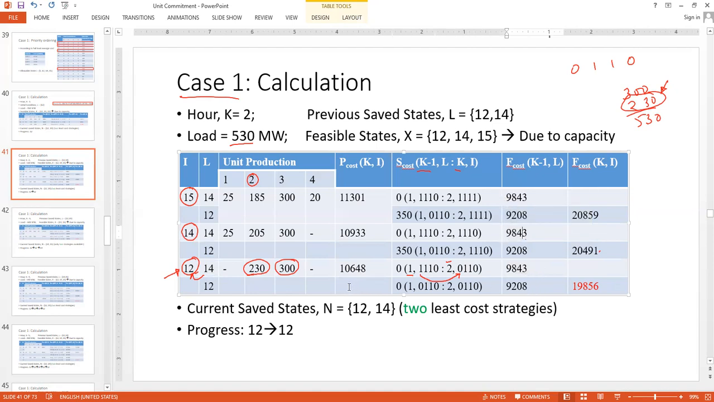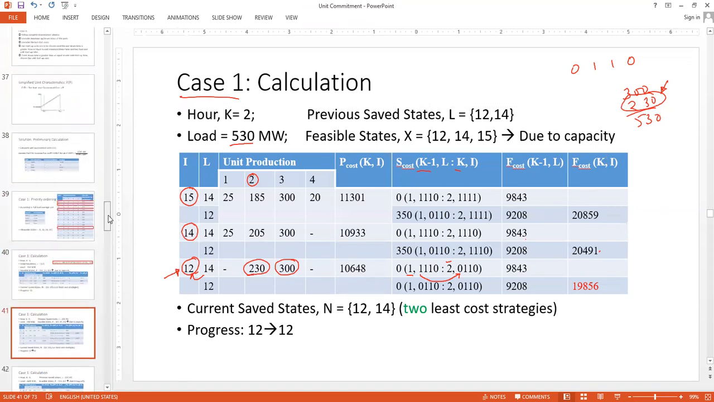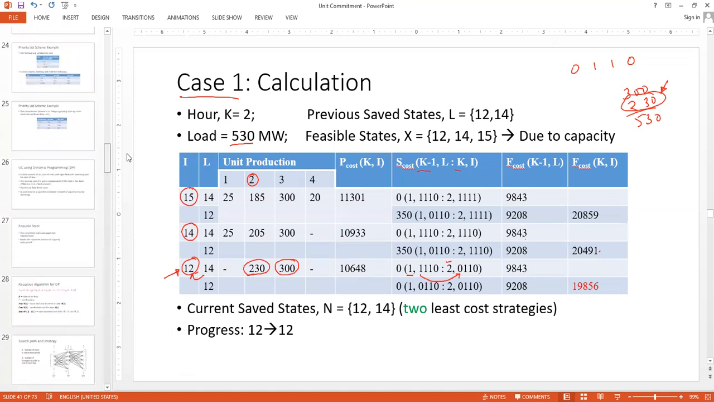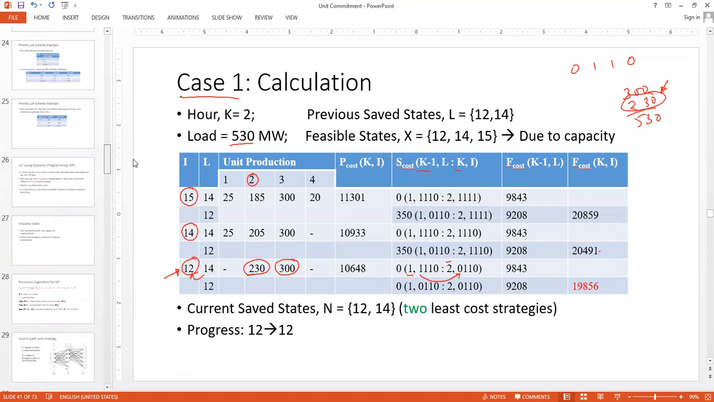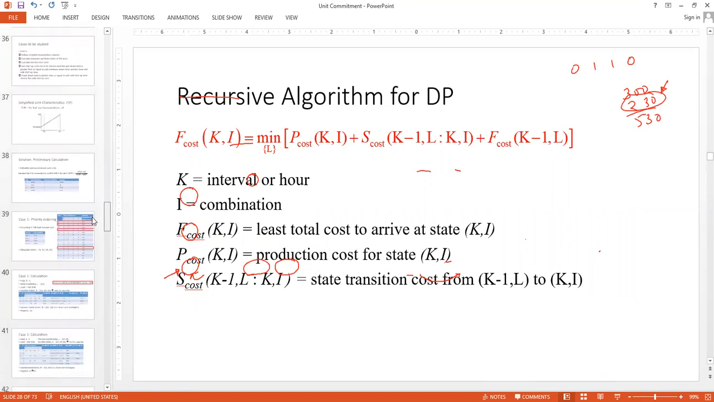We have the P cost available here, the production cost. When we calculate F cost Ki, we have to take the minimum. Remember the DP algorithm: there was a min term at the very beginning, a minimum over L. So we have to minimize these costs, and that has to be stored in F cost. So what is the minimum cost among all these? Let's check.